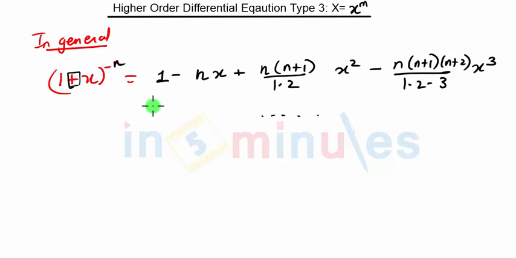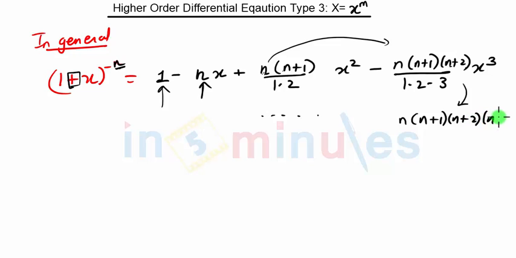To remember this, the first term is always 1, and the second term is multiplied by the power, that is n. After that we multiply by n and keep adding 1. So n into n plus 1, then n into n plus 1 into n plus 2, then n into n plus 1 into n plus 2 into n plus 3. After that we divide by the number of terms. Here we have 2 terms, so 1 into 2. Here we have 3 terms, so 1 into 2 into 3. Then 1 into 2 into 3 into 4 and so on. In this way you can remember this series.